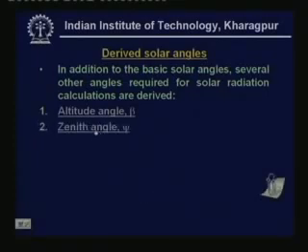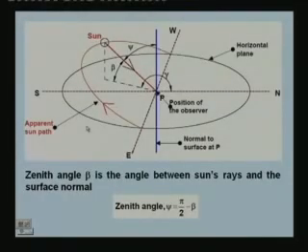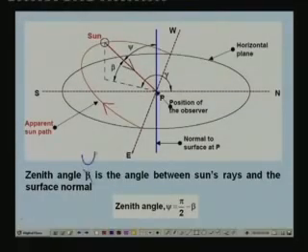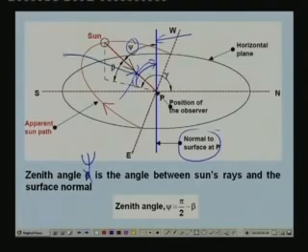The second angle is what is known as zenith angle. Zenith angle is given by this symbol, psi, and is the angle between the sun's rays and the surface normal. This is the sun ray, and the normal to the surface at point P is this. So the zenith angle is nothing but this angle. Obviously, zenith angle plus altitude angle should be equal to 90 degrees. That means the zenith angle is equal to 90 minus beta. So, if you know the altitude angle, you can find out the zenith angle easily.